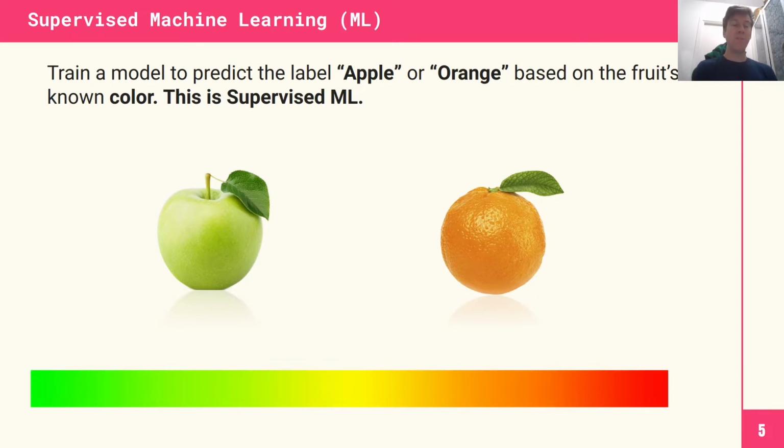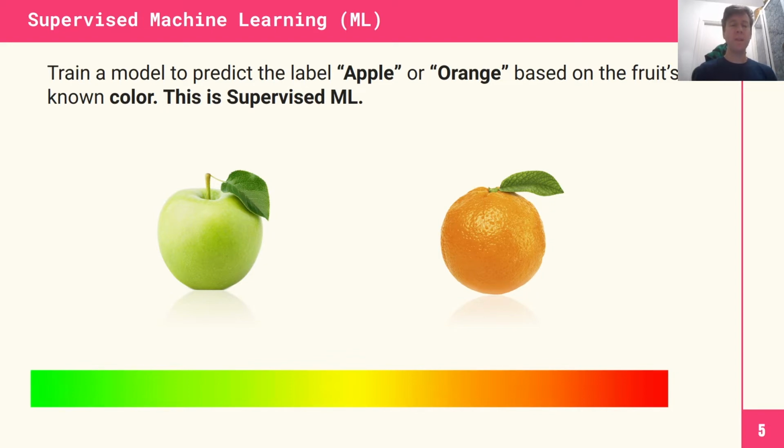We give the program an example of an apple. We say that the color is green. We give exactly the color. And then we tell the model this is a piece of training data. We do the same with oranges. We say here's an orange, here's the color of the orange. We know it's an orange, so that's the label or the target, the thing we're trying to predict as well.